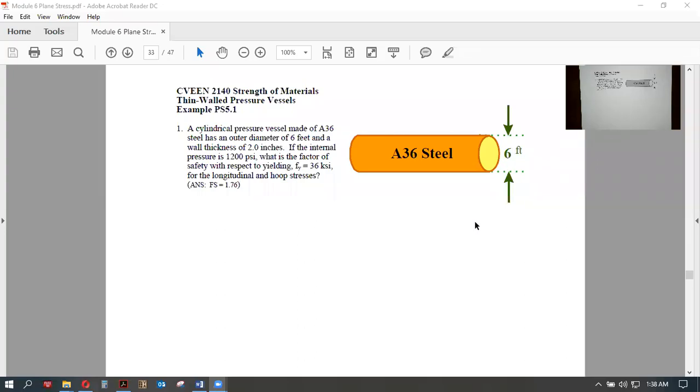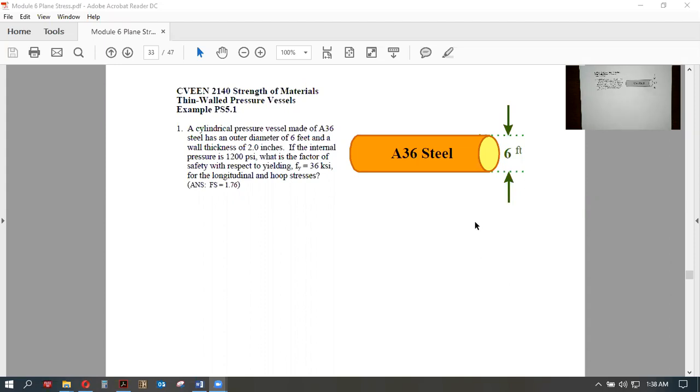Okay, we're going to develop the thin wall pressure vessel model. At the same time, we're going to apply it. So we have this round tank that is quite large. It's 6 foot in terms of its outer diameter and has a very thick wall thickness of 2 inches. Right? The internal pressure is 1200 psi.